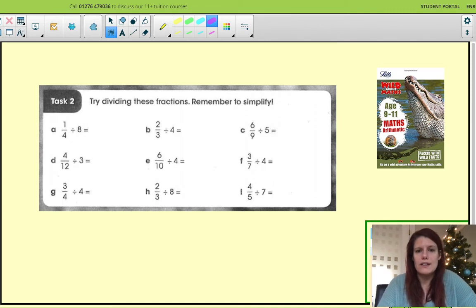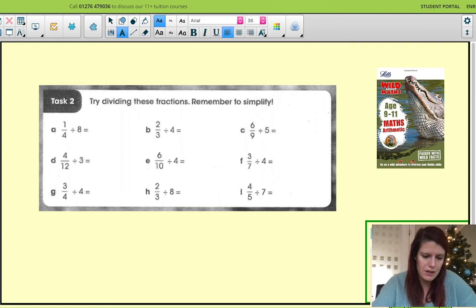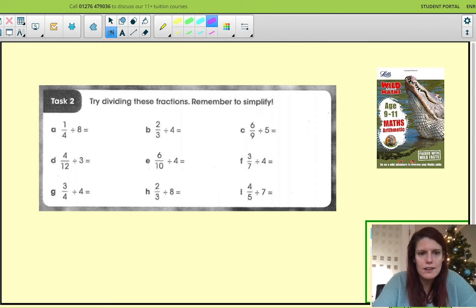And then divide these fractions, also remembering to simplify. I'm going to have to write them down, aren't I? So let's have a look. Get a pen back. 1/4 divided by 8. That would be 1/4 times 8, which is 32.